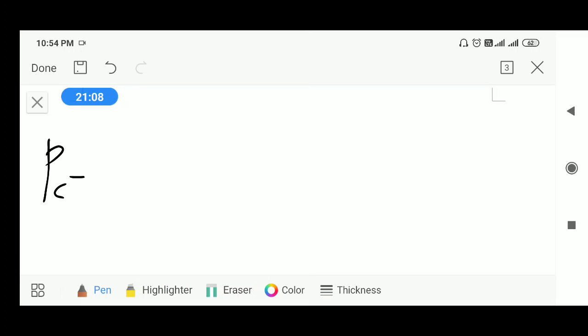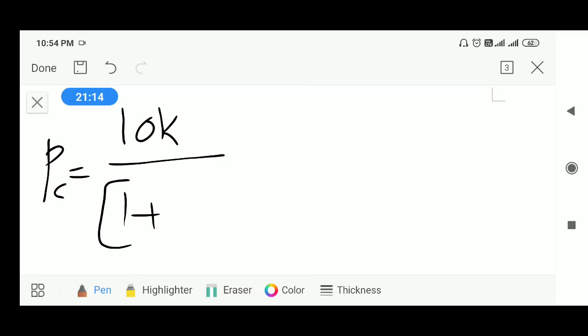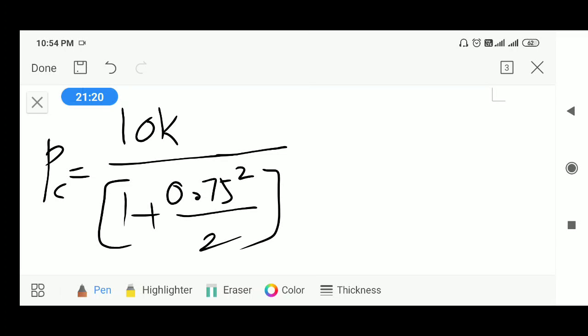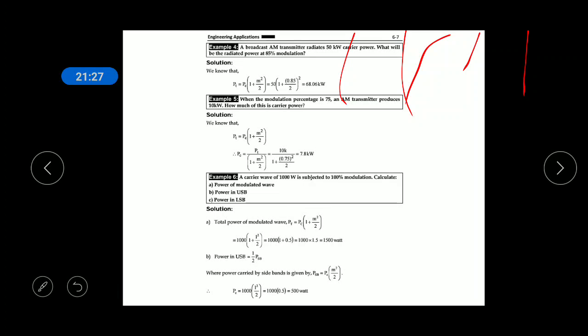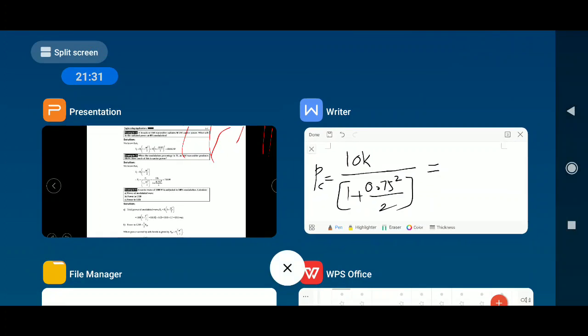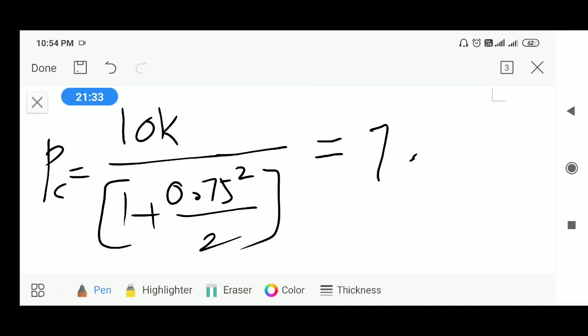PC is equal to PT, what is PT? 10 kilowatts divided by 1 plus, what is M square? 0.75 square divided by 2. When you substitute, you will get the value is around 7.8 kilowatts.